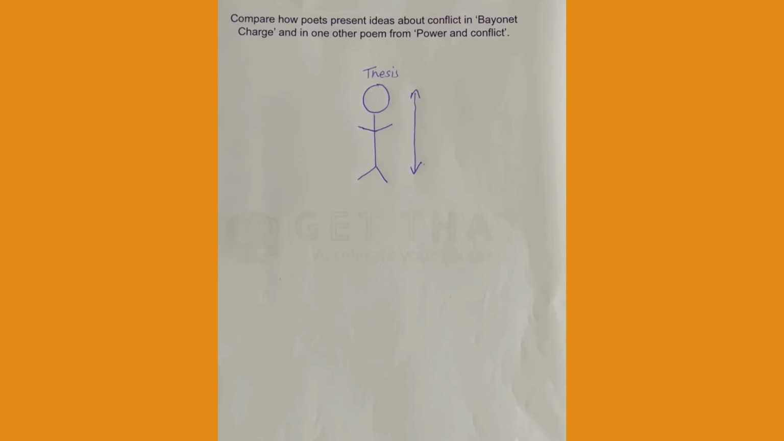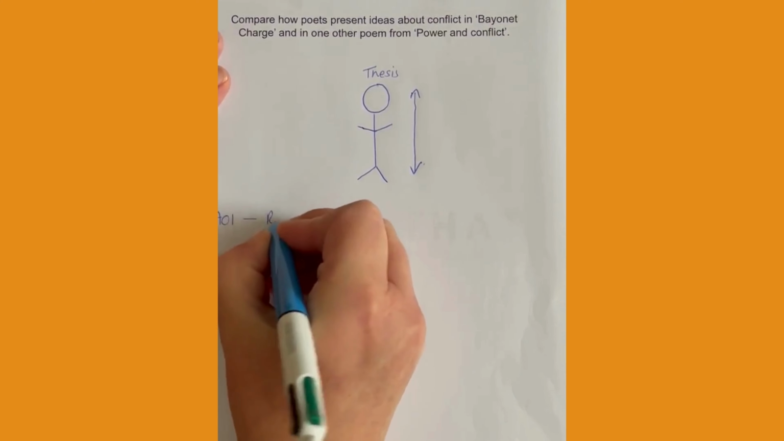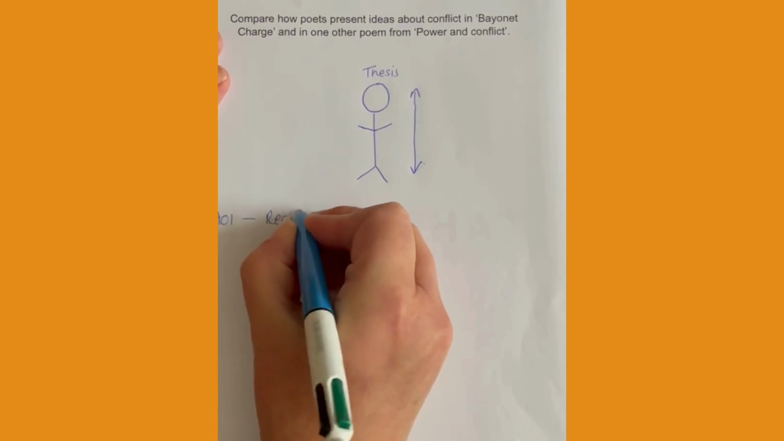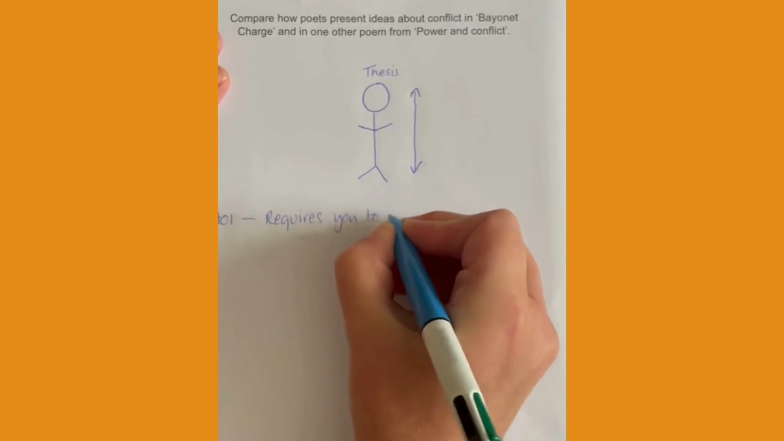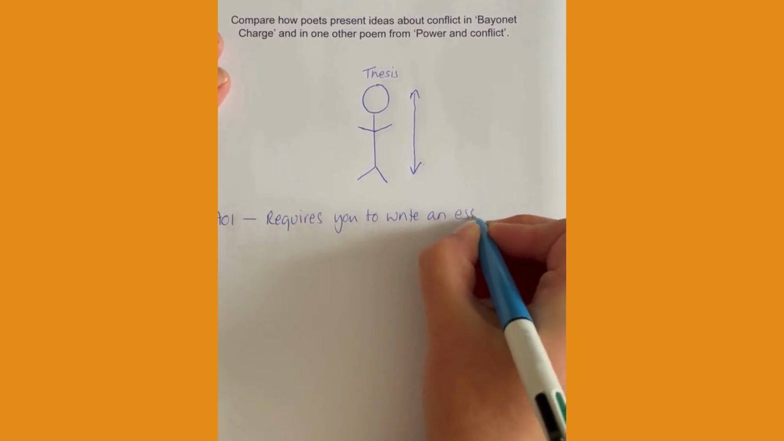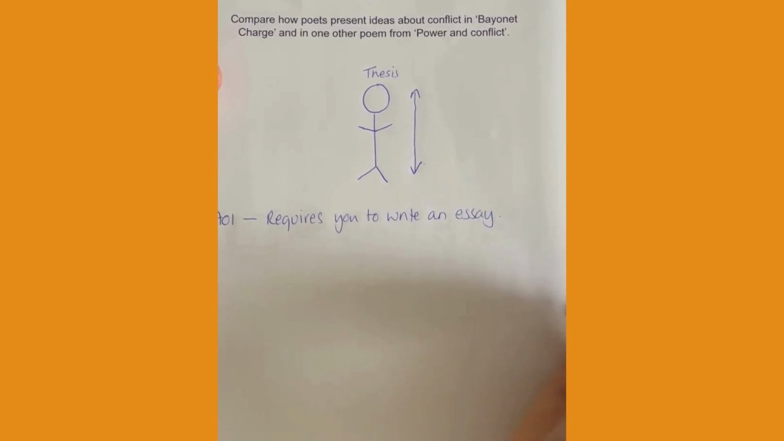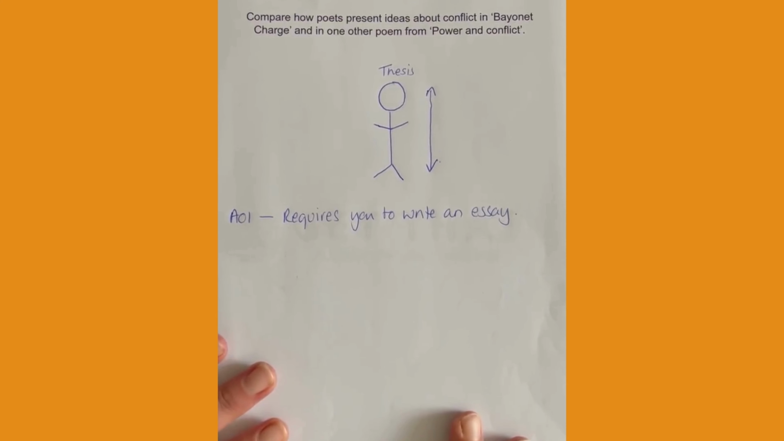And if we go back to what is expected of you from AO1, AO1 requires you to be able to write an essay, essentially. And writing an essay in and of itself is a skill. It is not just necessary that you understand the poems, you need to know how to build an argument and how to answer a question.